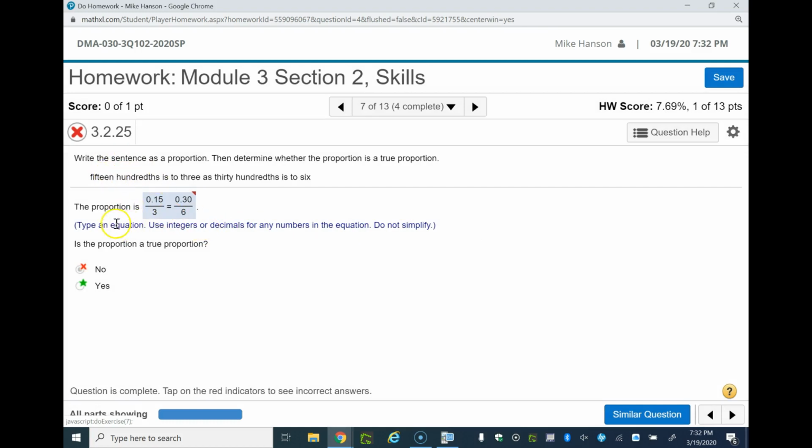For this one here, there's a two-part question. The first part is going to ask for what the proportion is. Then write it in as a proportion, the way the sentence looks. And then it says to tell if the proportion is true.